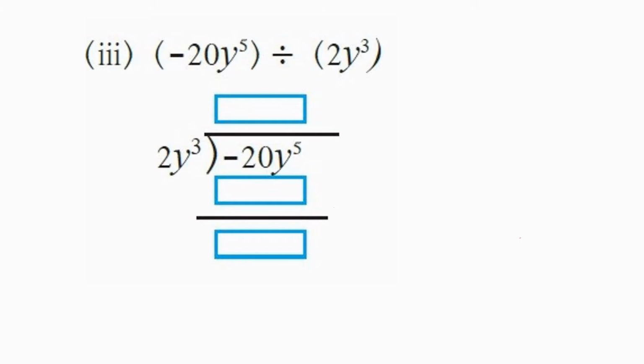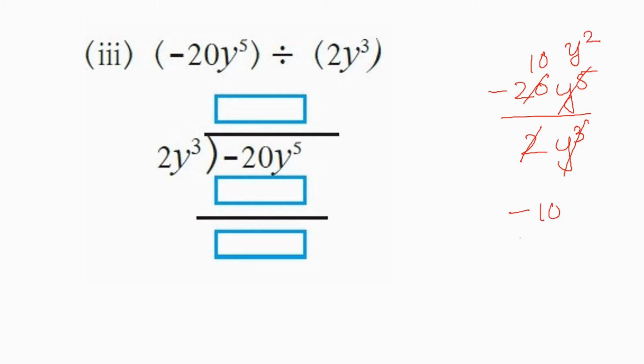If you see the third one, it says minus 20y raised to 5 divided by 2y cube. So first of all, we can cancel off the 20. So 2 tens are 20. And here in the denominator, it is y cube, and in the numerator, it is y raised to 5. So which can get cancelled off, and here we're left with y raised to 5 minus 3, that is 2. So our quotient would be minus 10 y squared.